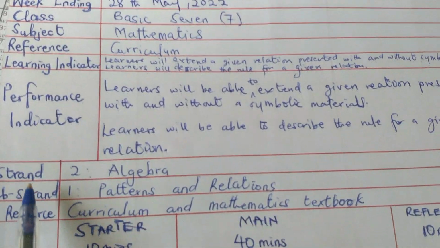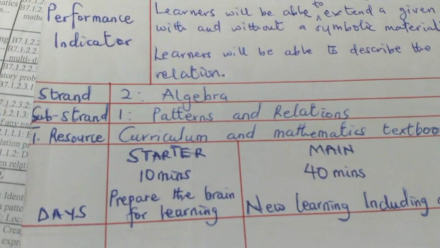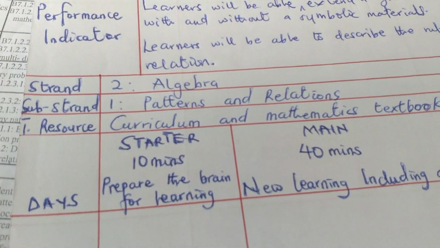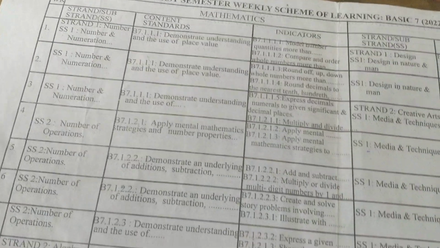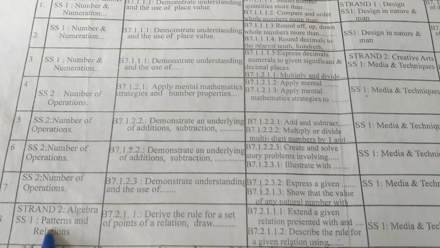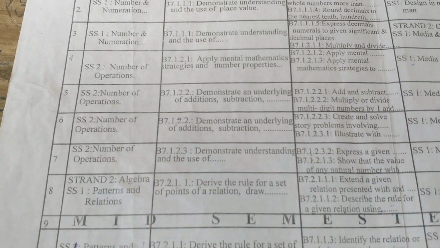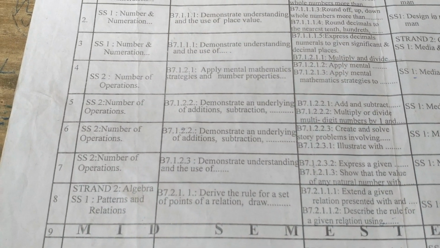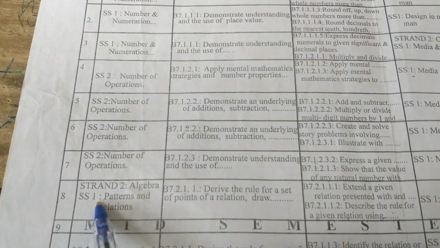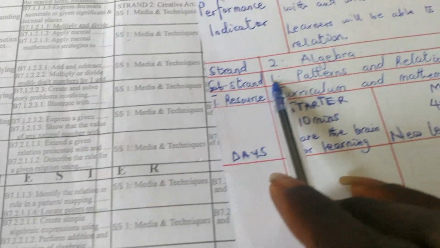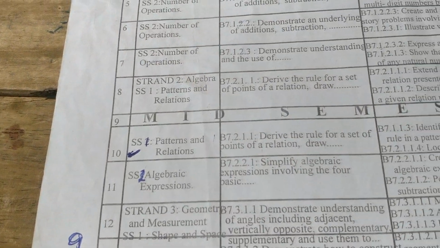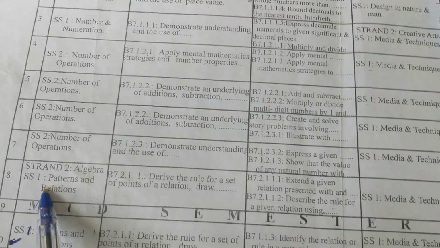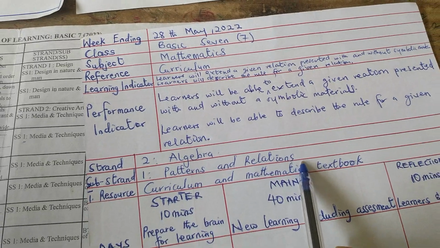Good. Then when you come down here after the performance indicator, you have strand. How will you know the strand? Just look at the week that you are handling. It is week 8. So you write the strand number, then the name, then the substrand number. The strand is strand 2, and the name is algebra. Then it's substrand 1, patterns and relations, so you write patterns and relations.